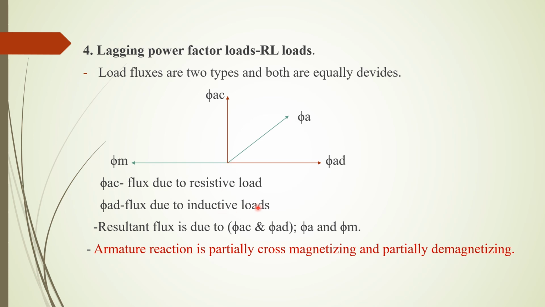Okay. So at this condition, that means during lagging power factor loads, the armature reaction is partially cross magnetizing and partially demagnetizing. Partially cross magnetizing is due to the presence of resistive load and partially demagnetizing due to the presence of inductive loads.